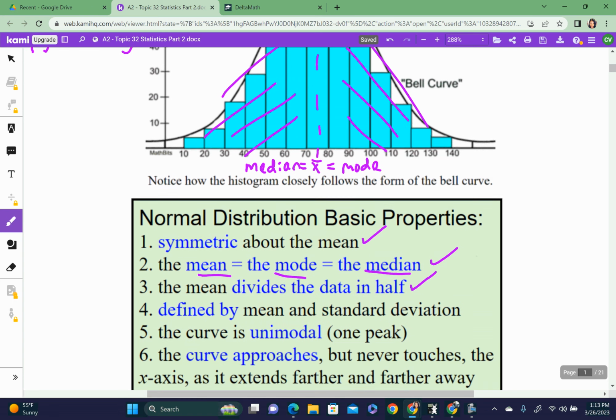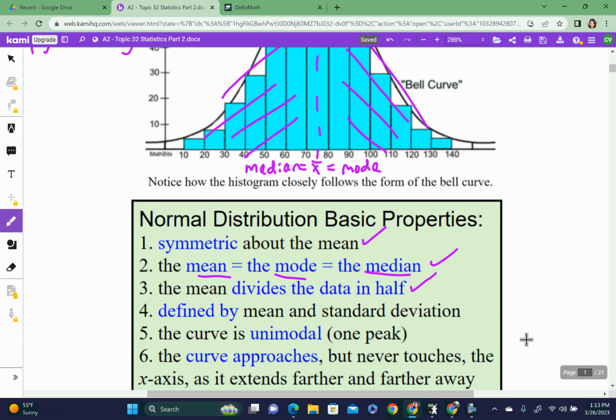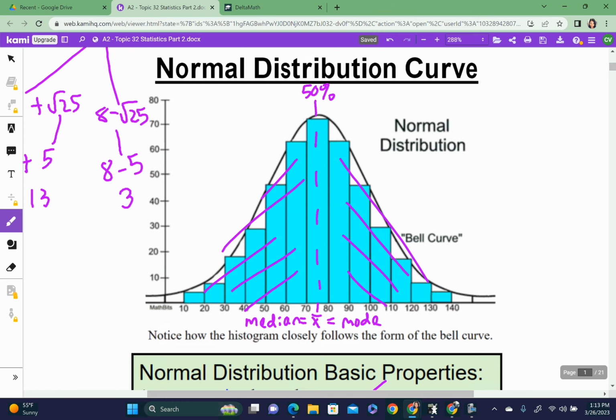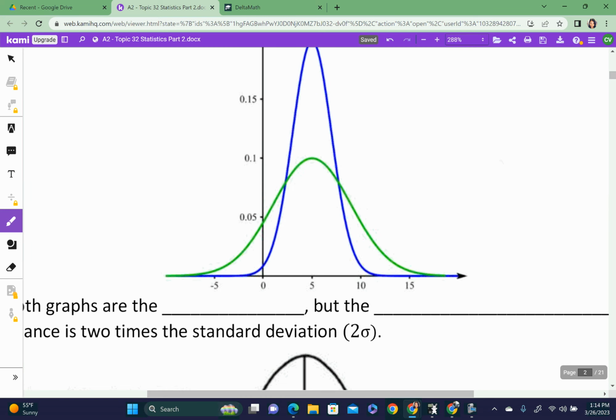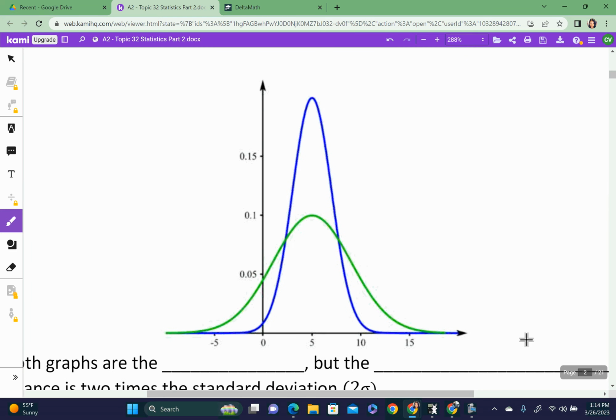Defined by mean and standard deviation. We know what mean means, right? Take all the numbers, add them up, and divide by the number of numbers. Standard deviation, I don't know if you've heard of this word before, but I wanted to draw a picture for you, okay? So these two graphs right here, I'm taking a little bit of a commercial break. This graph in blue and this graph in green, what you should notice is both of them have the same exact mean, okay? The mean in this case is 5, if I drew this a little bit better.